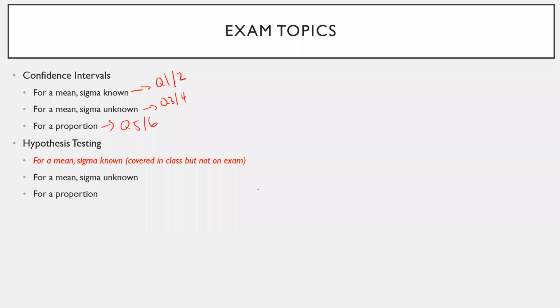Then we have hypothesis testing for a mean when sigma was known. I covered this in class and this is on your homework, but it's not on the exam. And then we have a hypothesis test for a mean sigma unknown. This is question 7, 8, and 9 on your exam. And then there's going to be a hypothesis test for a proportion. This is questions 10, 11, and 12 on the exam. Okay, so you'll know right here, when you're on a specific problem, if you're like, oh, question 5, what type of problem is it? Okay, well, it's a confidence interval for a proportion. Okay.